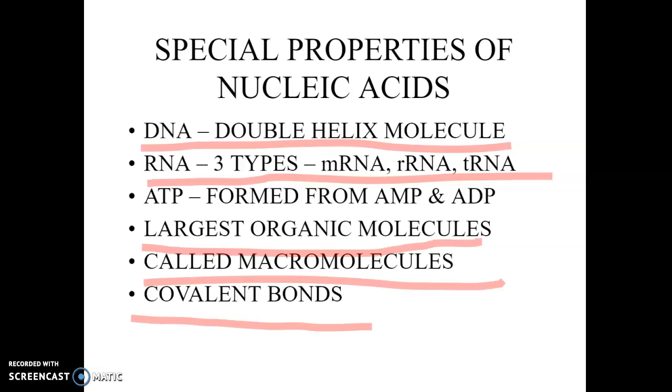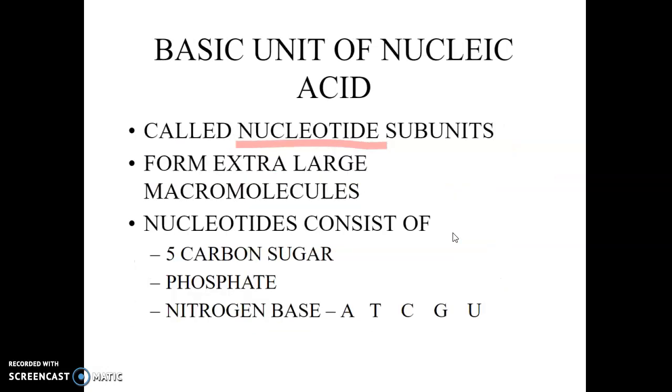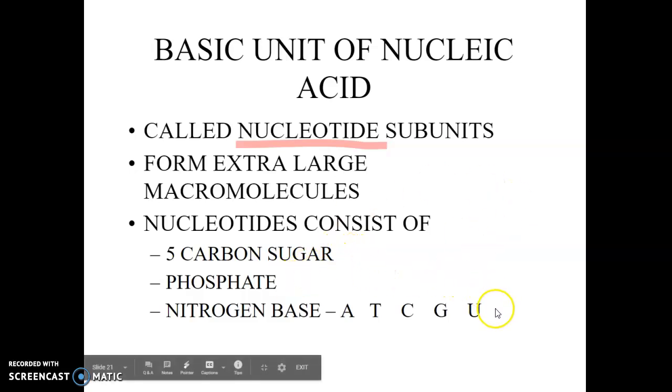These are the largest organic molecules. They're very large. They're called macromolecules, macro meaning large. And they have covalent bonds. Now your basic monomer unit here is going to be a nucleotide, which has a sugar, a phosphate, and a nitrogen base.